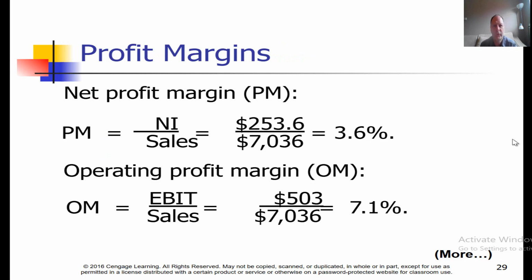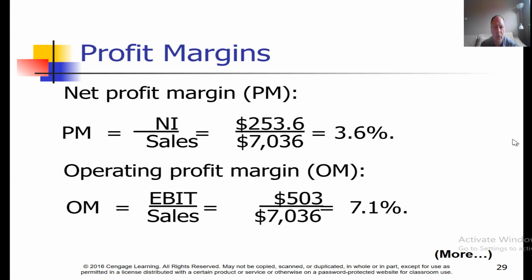First, profit margins. The net profit margin is defined as the net income over sales. In our example, the net income is 253.6 out of total sales of 7,036 for a profit margin of 3.6%. Profit margins vary drastically from industry to industry. Grocery stores, for example, have a very low profit margin, whereas something like a jewelry store would have an extremely high profit margin.